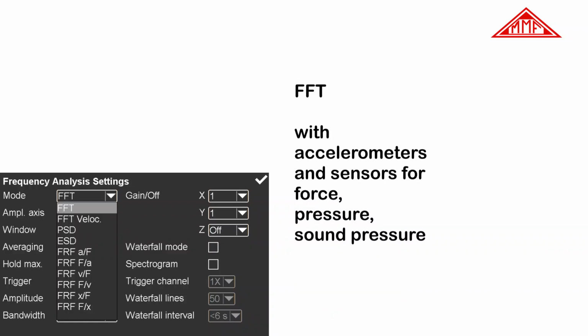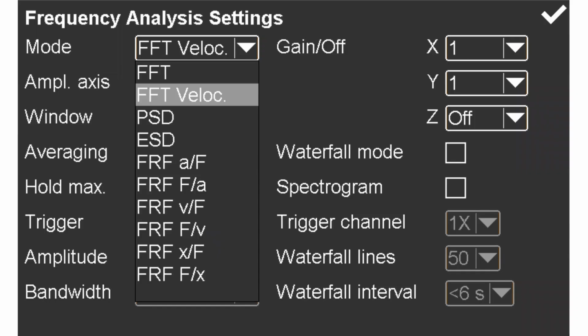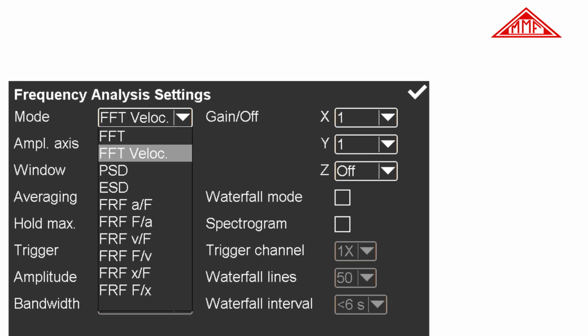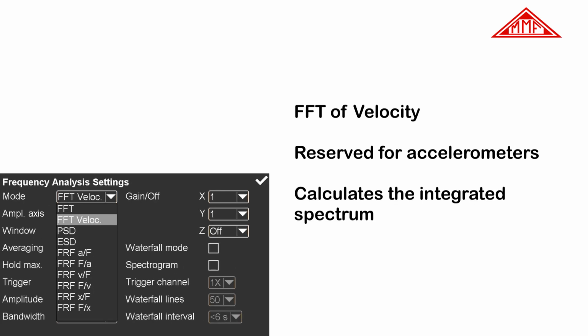FFT can be measured not only with accelerometers, but also with sensors for force, pressure, or sound pressure. The FFT of velocity is reserved for accelerometers. It calculates the integrated spectrum.